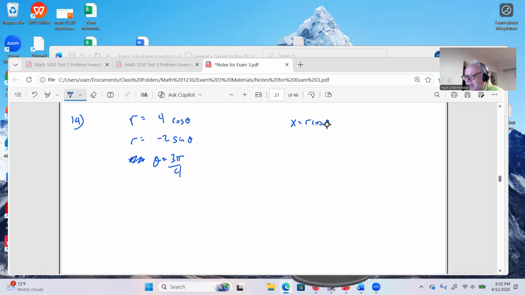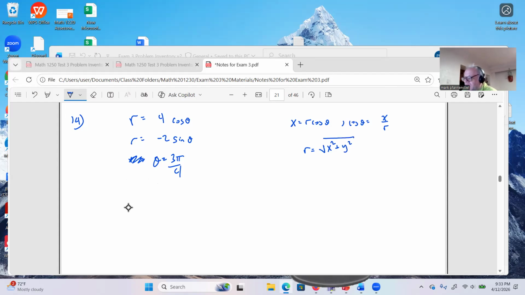That means that cosine theta is going to be x over r. So go ahead and think about that. Our first problem here, oh, by the way, r is equal to the square root of x squared plus y squared. So we can go ahead and think about that too.